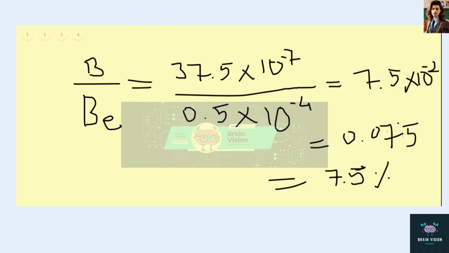We also notice that the Earth's magnetic field is very small. It's only 0.5 times 10 to the power of negative 4 Tesla, or in other words, 0.5 Gauss, which doesn't affect us. Our health is not affected because of the Earth's magnetic field, and moreover, the magnetic field because of the transmission line is 7.5% of the Earth's magnetic field, which is again very small. So it's not going to have any effect on human health.